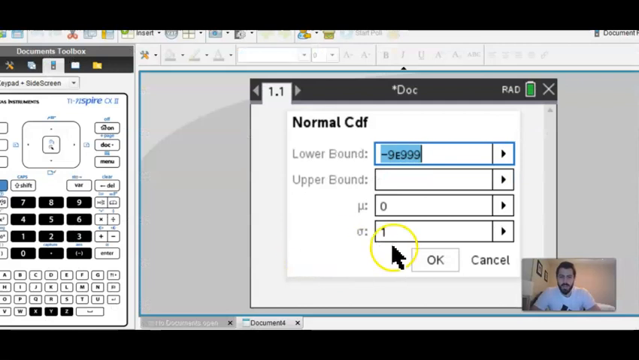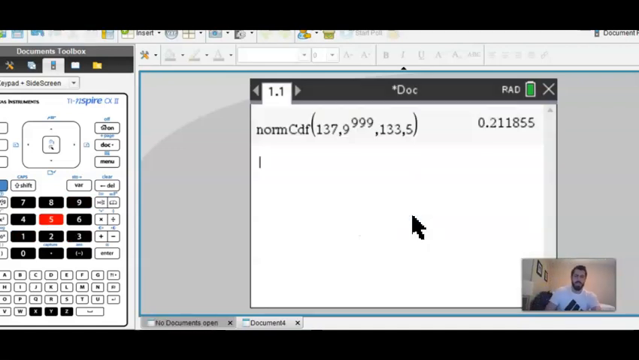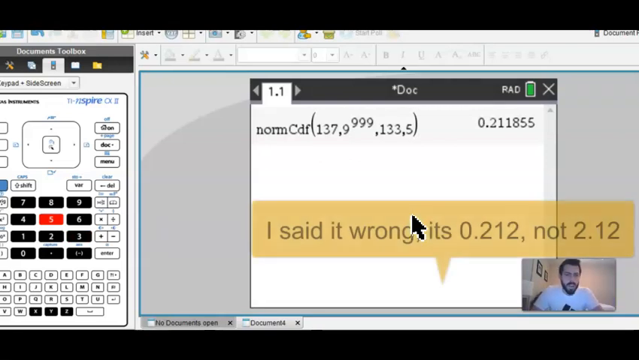So, we go to normal CDF in the calculator. We want a lower bound of 137, an upper bound of infinity. Our mean is 133, and our standard deviation was 5. And there you go. The probability is 0.212.